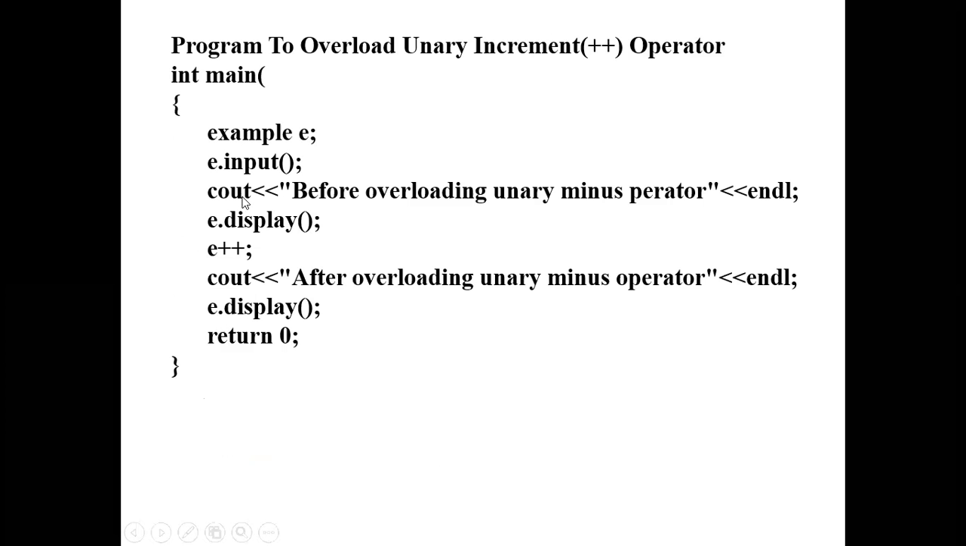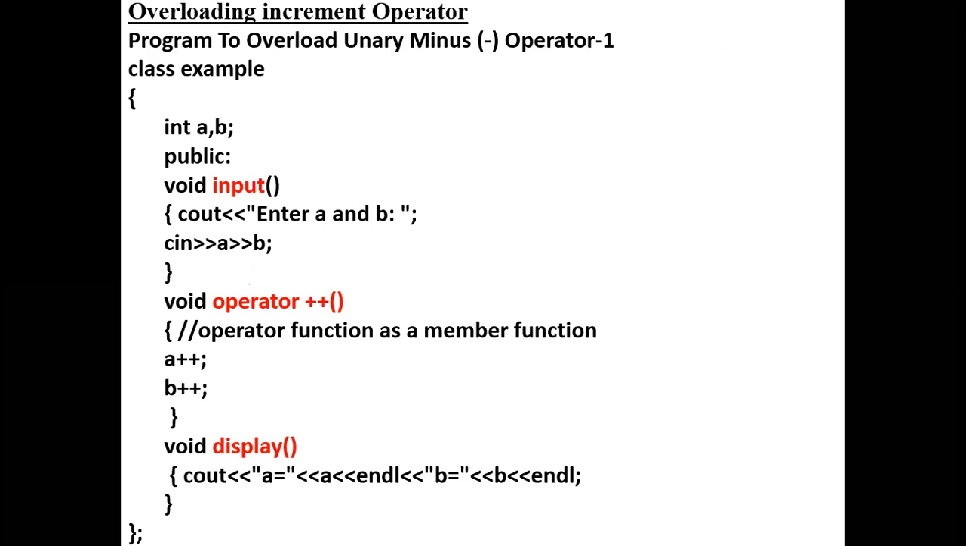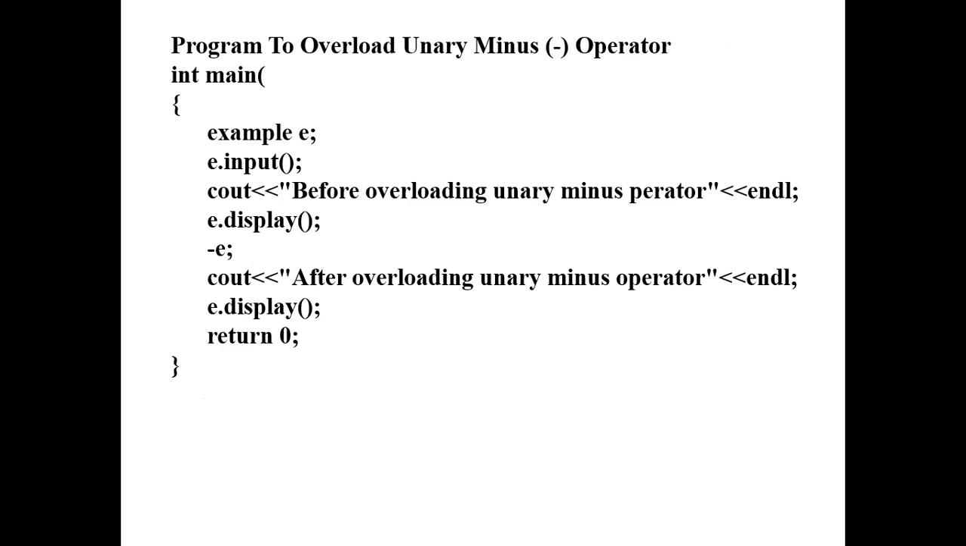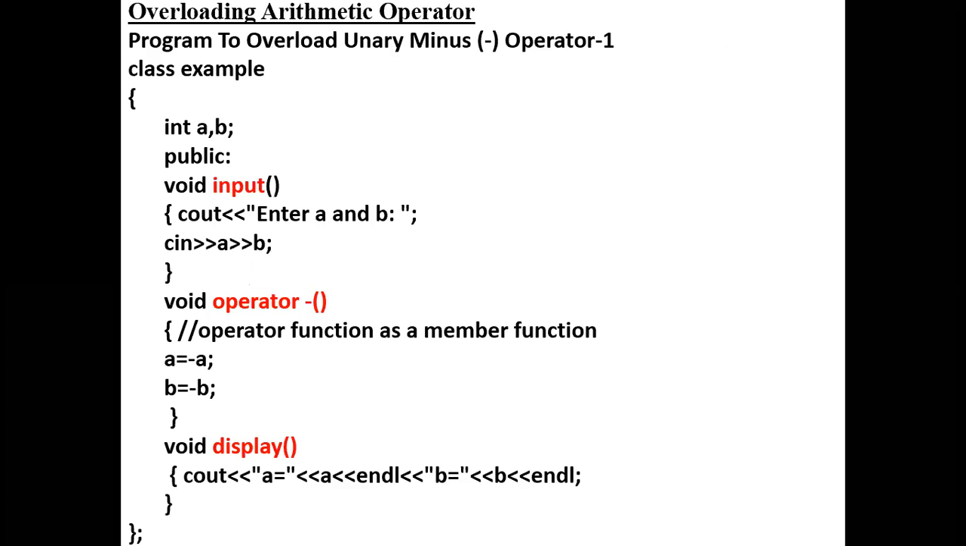Now you can see here, Example is the name of the class and e is the name of the object. When you give input, it will ask the values of a and b. You give 5 and 10 and display it. It will display 5 and 10. But after that, when you execute e++, it will display the values of a and b incremented by 1. Like this, you can overload operators. Means we are doing the operator overloading function with the help of this keyword operator, and after that the function. The function is the same, the operator is the same, but the operands are different.